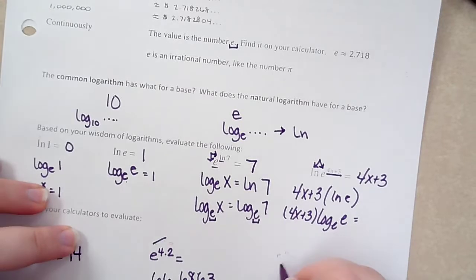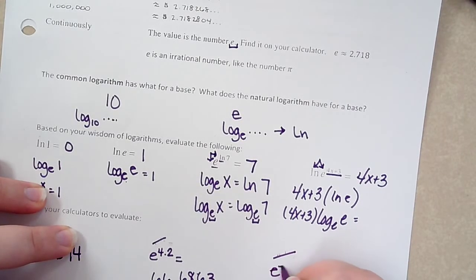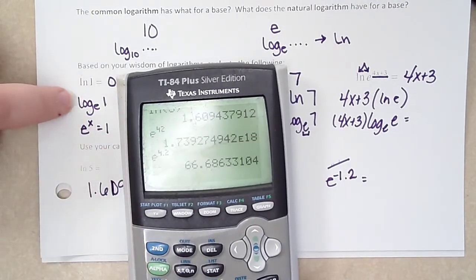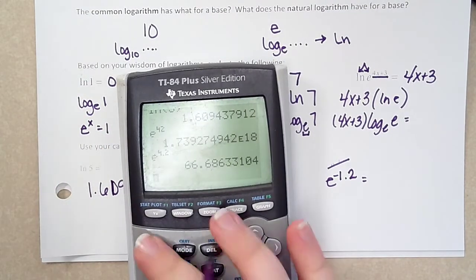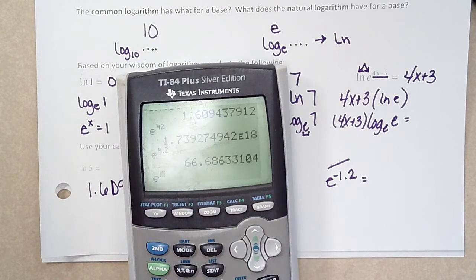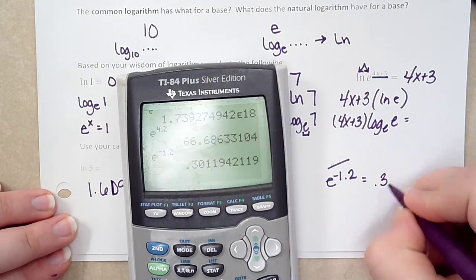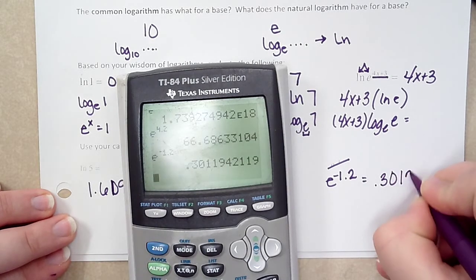The last one is even worse. I'm sorry for that. It's e to the negative 1.2. And again, I have no way to evaluate that with the methods I was using up here, so I just have to put it into my calculator as e raised to the negative 1.2. That ends up being 0.3012.